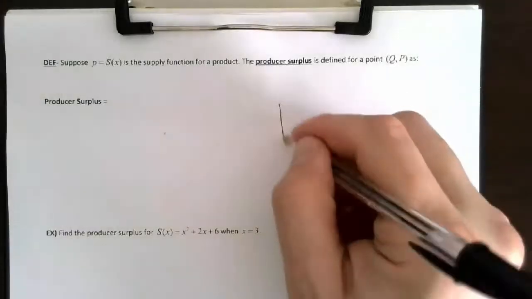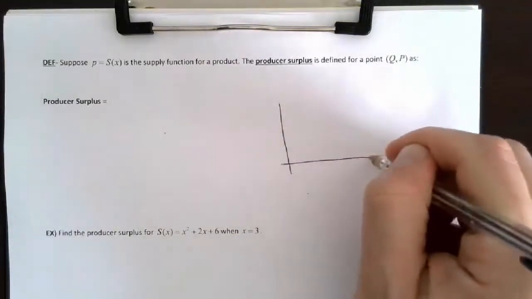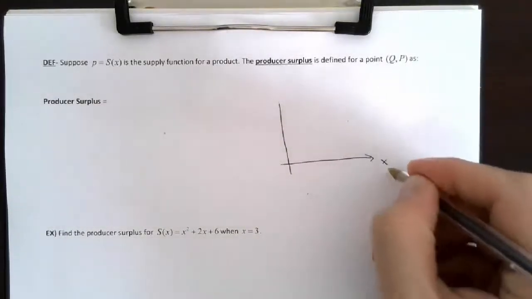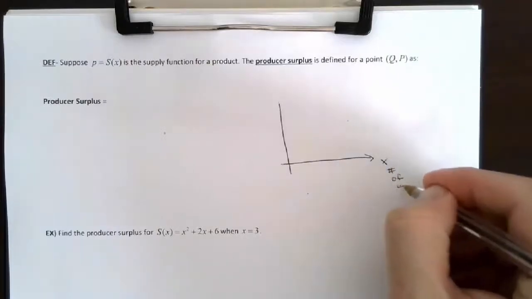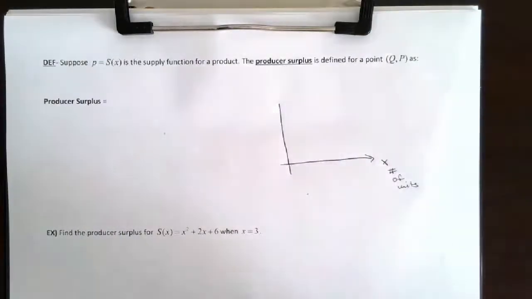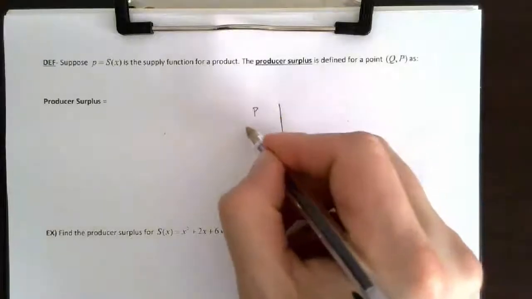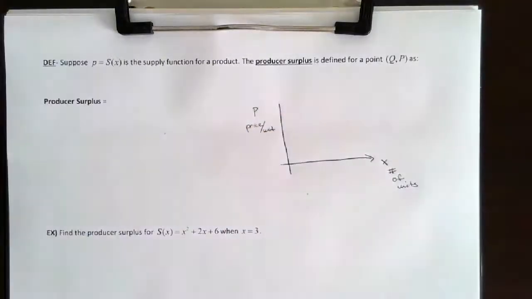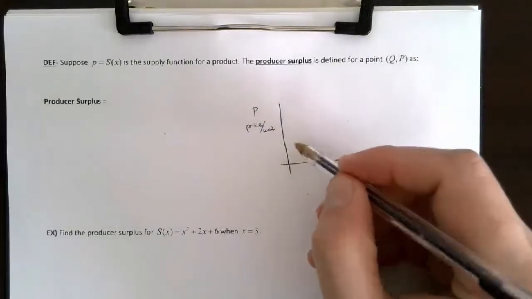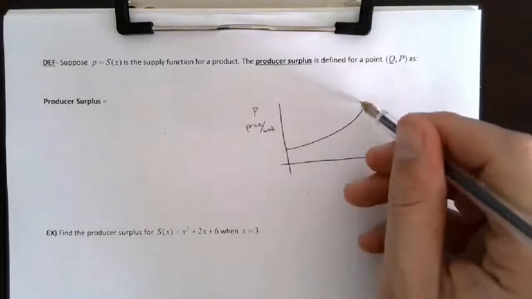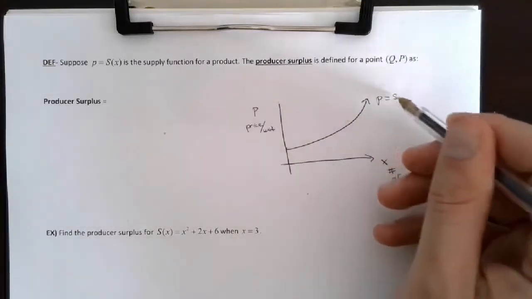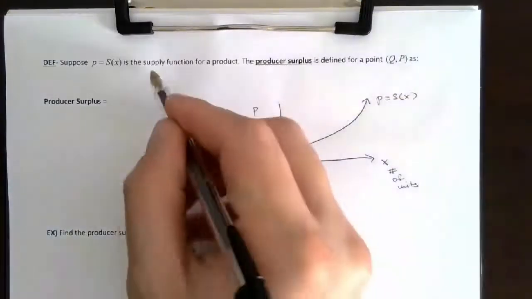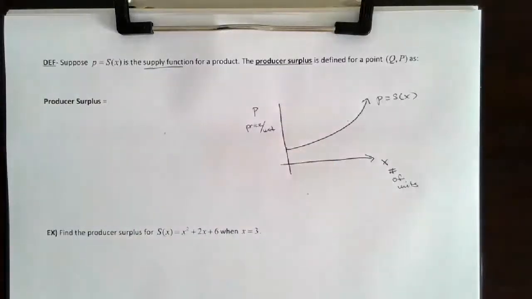Let me draw out the function again just to show what's happening. If we have X, remember, which is number of units, and we had P, which is our price per unit, then we had this function here which we'll call P equals S of X. That's a supply function they mentioned above.